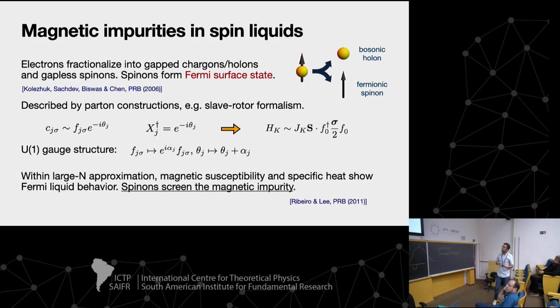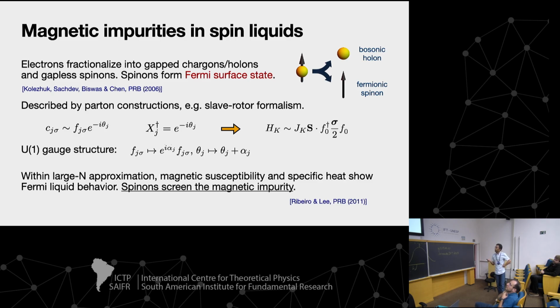So the idea is that magnetic impurities in spin liquids have been discussed for some time, and you can describe a spin liquid in terms of the fractionalization of the electron, in terms of excitations that will carry charge. These are sometimes called chargons or holons, depending on the context, and spinons that will carry the spin but no charge. And in some cases, you want to gap the charge, so you have a Mott insulator, but in some cases, the spinons can be gapless and can form what is called a spinon-Fermi surface.